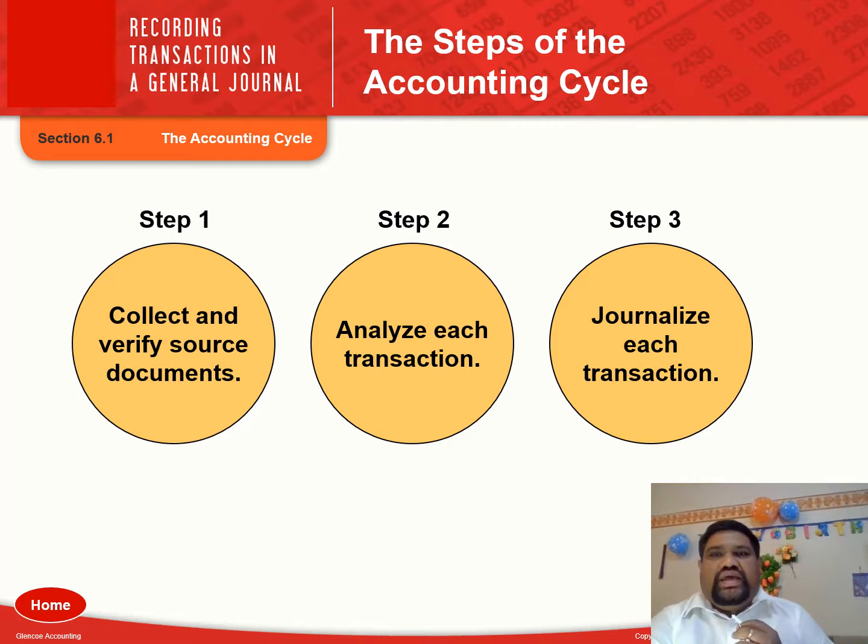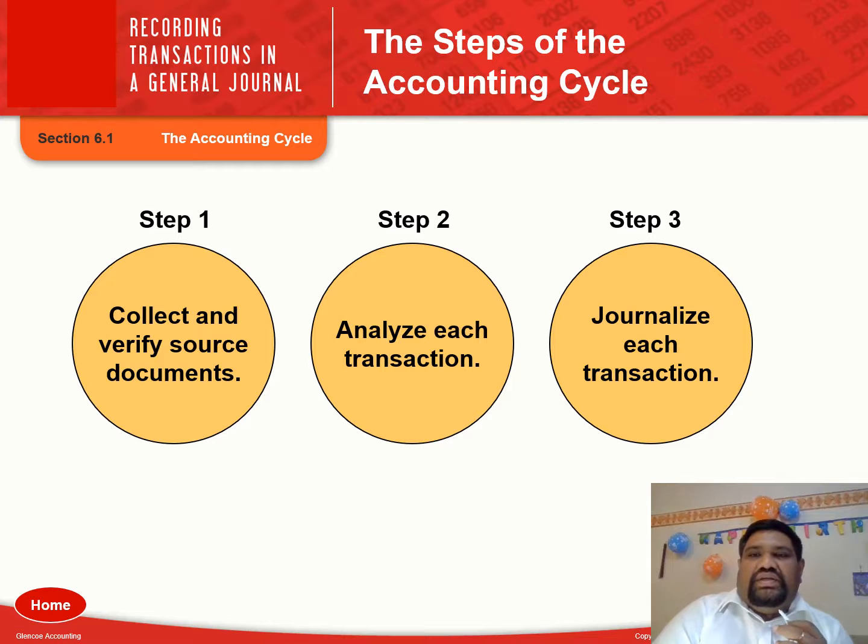Step number 2, analyze each transaction. What is the meaning of analyzing each transaction? Is it a cash transaction, bank transaction, credit transaction? What sort of transaction is it? Then step number 3, journalize each transaction. In this accounting cycle, we are taking step number 1, 2 and 3.